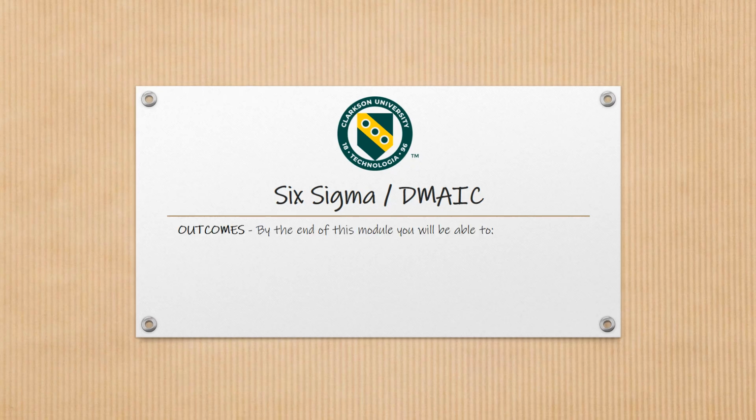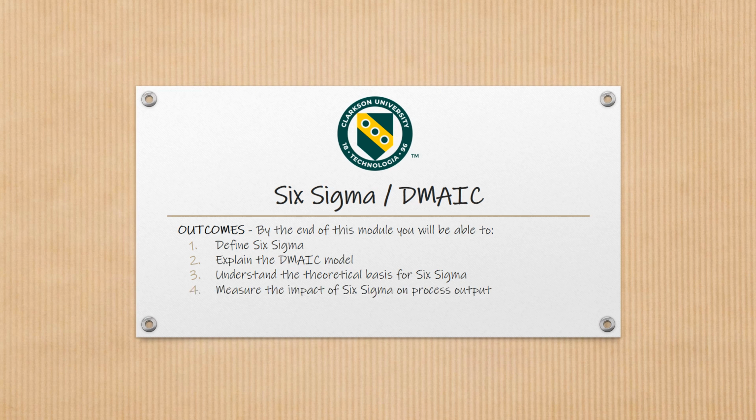By the end of this module, you will be able to define Six Sigma, explain the DMAIC model, understand the theoretical basis for Six Sigma, measure the impact of Six Sigma on process output, and describe the organizational benefits of Six Sigma.